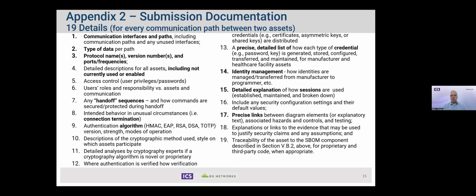Then it gets into precision and detail, which is about credentials, sessions, hazards and controls, and testing and documenting that. And then there's a couple items that are, to me, a little bit vague, such as enumeration evidence for justifying security claims. And so how are those enumerated and how are they traced and that sort of thing. So the point is that there's quite a bit here, and that when done for every two assets that communicate directly or indirectly, it's a heavy lift.